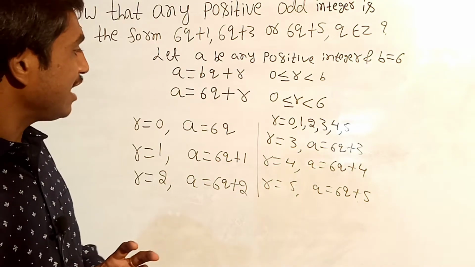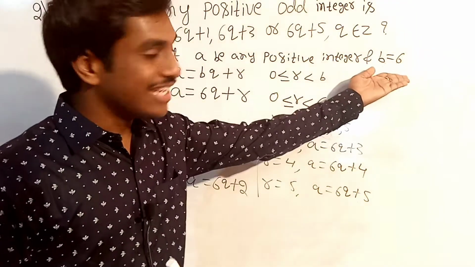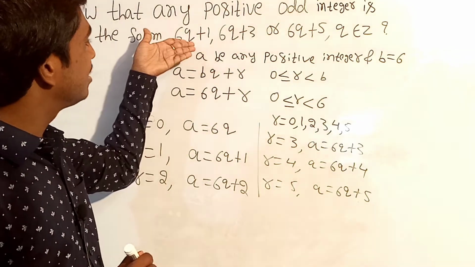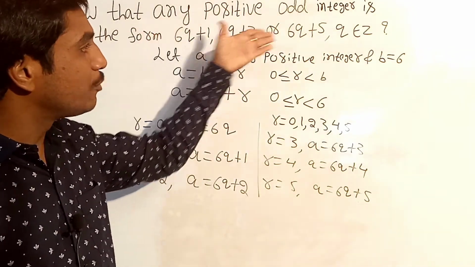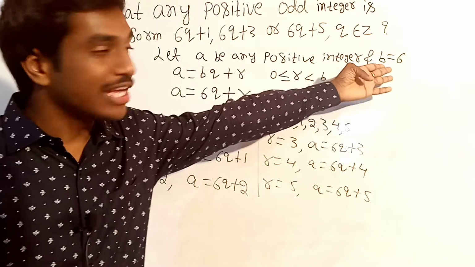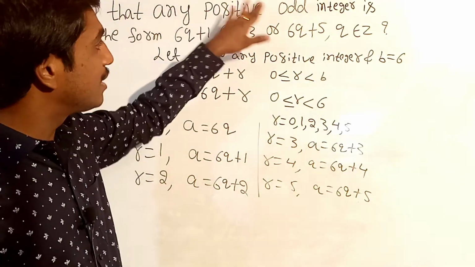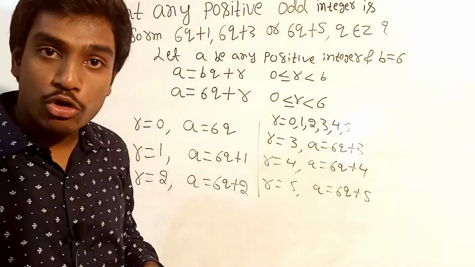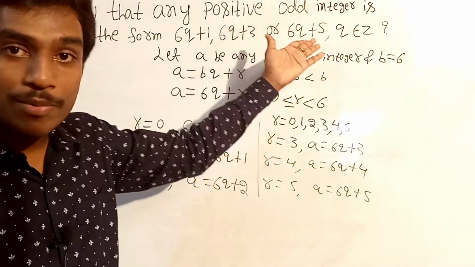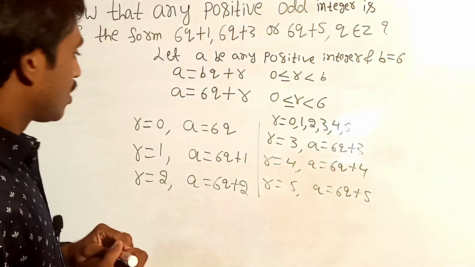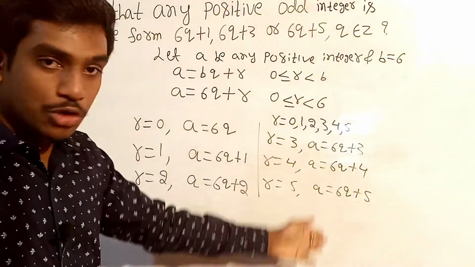Here we have taken b as 6 because here we will get 6q plus r. Since they have given the form 6q plus 1, 6q plus 3 and 6q plus 5, we have taken b as 6. If they had asked to prove the positive odd integer is of the form 4q plus 1, 4q plus 3 or 4q plus 5, then we would have to take the value of b as 4. So these are the possible values of a.